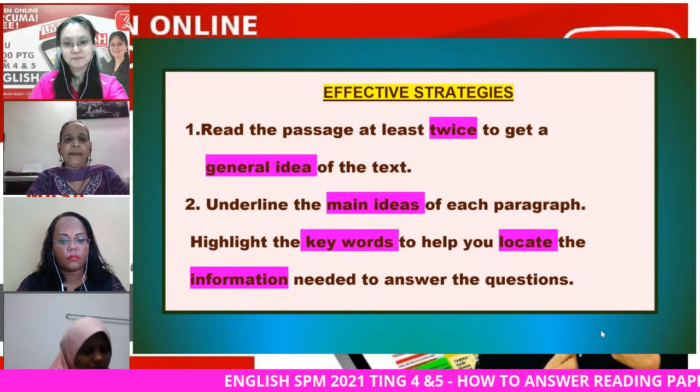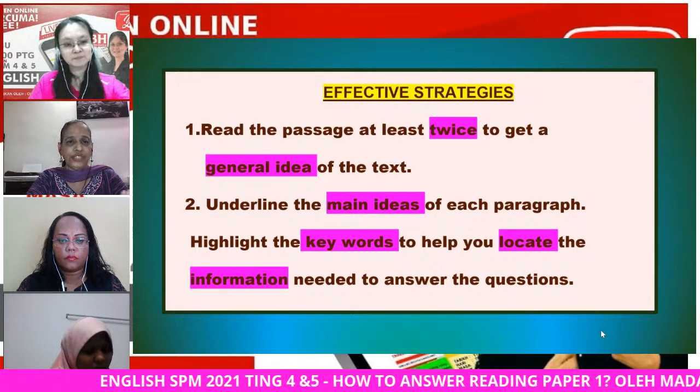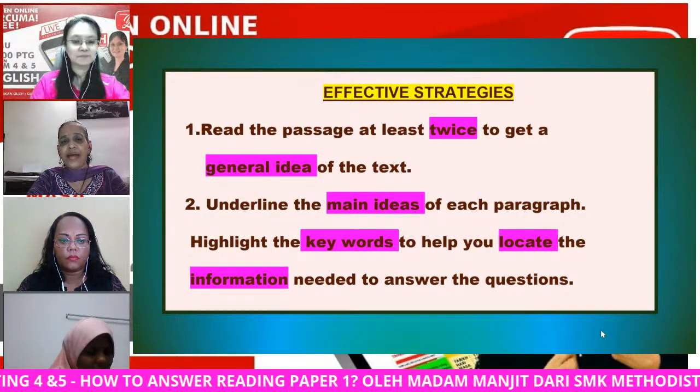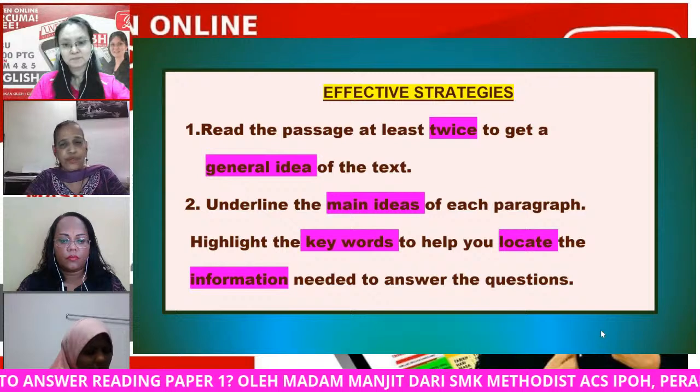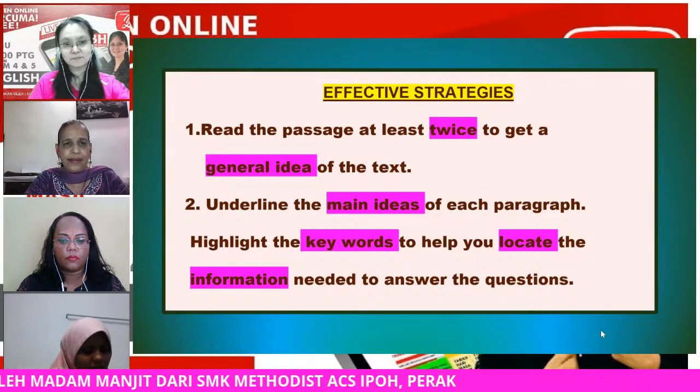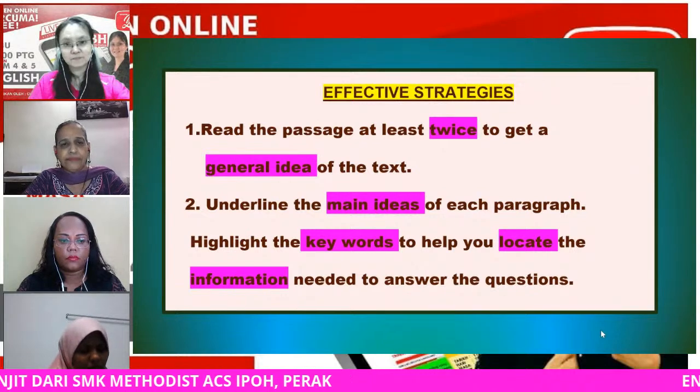First of all, read the passage at least twice to get a general idea of the text. So read twice, students. Next, you need to underline the main ideas. Maybe you use your highlighters, you underline. If no highlighters, you can even use your pencil or pen. Underline the main ideas of each paragraph.